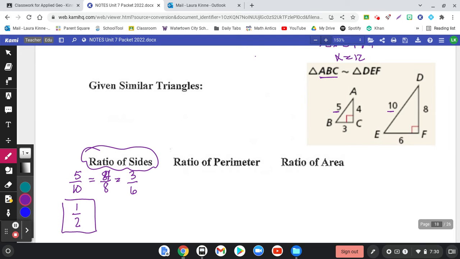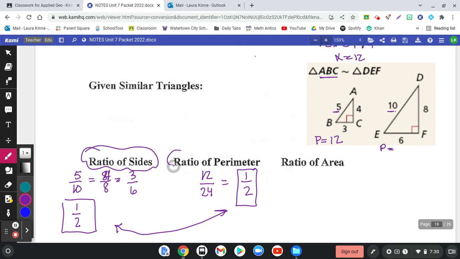Well, if we found the perimeter of each one, the perimeter of this one would be 5 plus 4 is 9, plus 3 is 12. The perimeter of this one is 10 and 8 is 18, plus 6 is 24. The ratio of the perimeter is also 1/2. Okay, so these are the same.